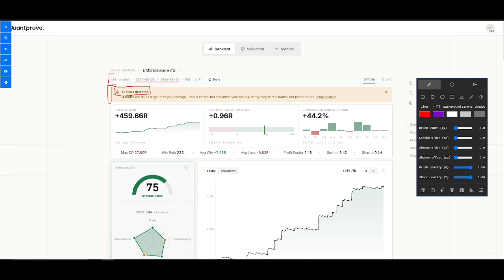For example, right here we have this warning: 4 trades are much larger than your average. In reality, the sample size is 480. So if we have only 4 outliers, it's a good ratio. Another case is if we have a sample size of 100 trades, and 10 trades are much larger than the average. Then that would be a problem, because you're having 10% of your samples much larger than the rest. That means that your whole wins rely only on a few runners.